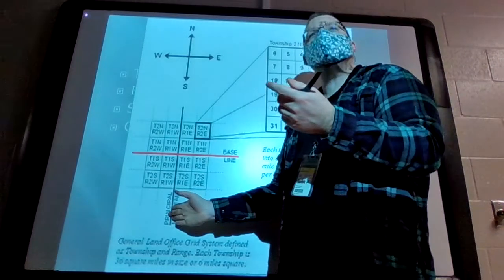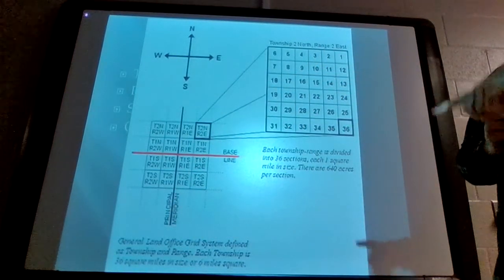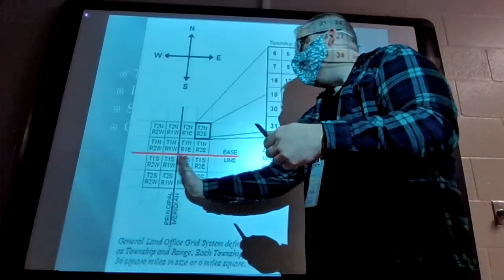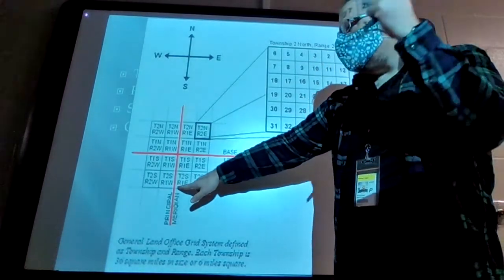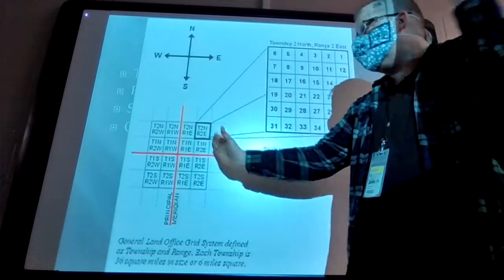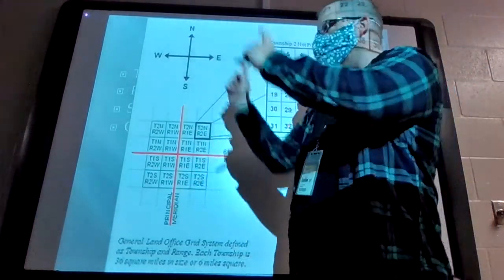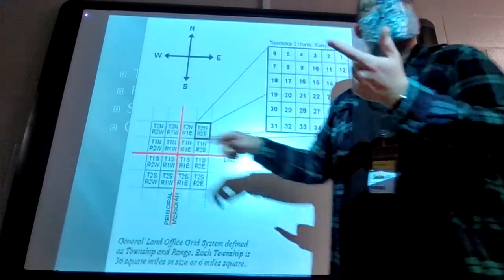The principal meridian is going to be the same thing, but instead of township, it's going to be range, and instead of north and south, it's going to be east and west. So you can see going east from the principal meridian line, I get range 1 east on all these. If I go east again, I get range 2 east. If I start from the principal meridian and go west, I get range 1 west and then range 2 west.